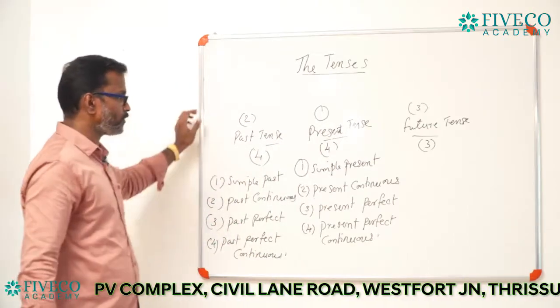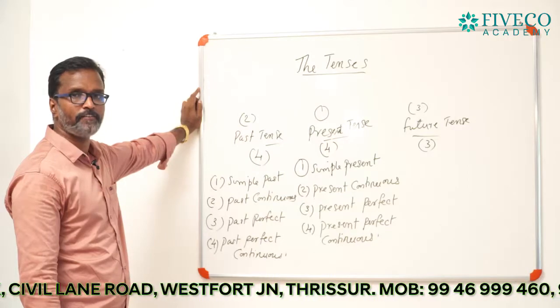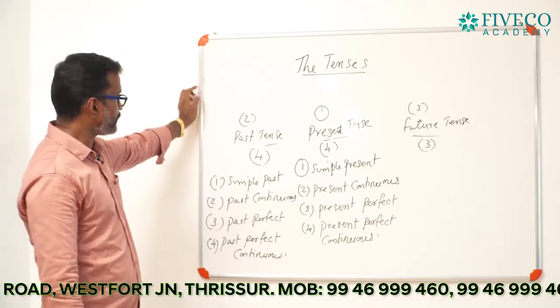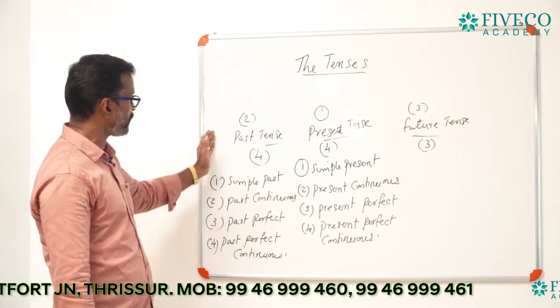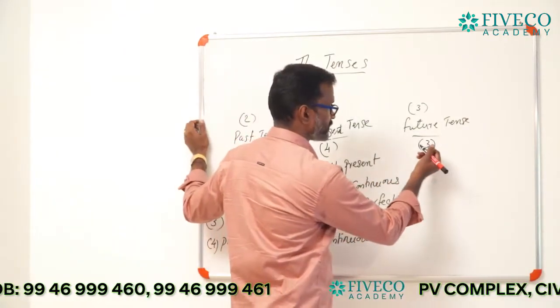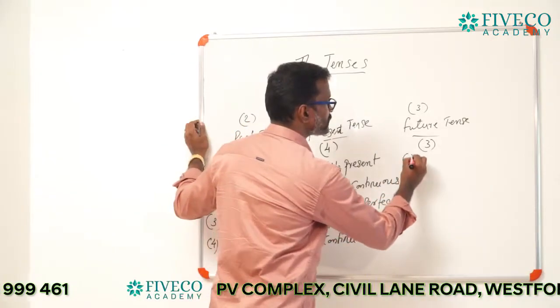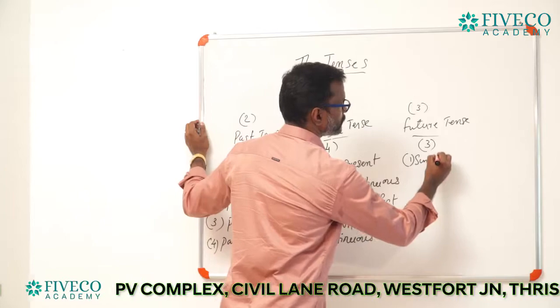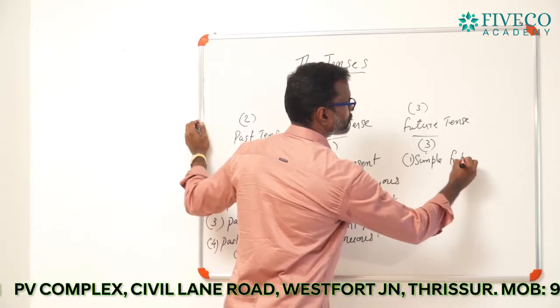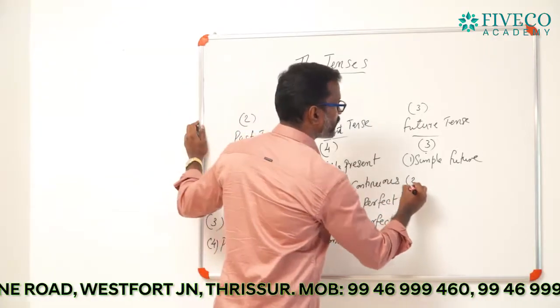Okay, now you want to study 8 divisions. I mean 4 divisions of a present and another 4 divisions of a past tense. And when we come to the divisions of a future tense, there are only 3 divisions. The first one is simple future, and the second one is future continuous.